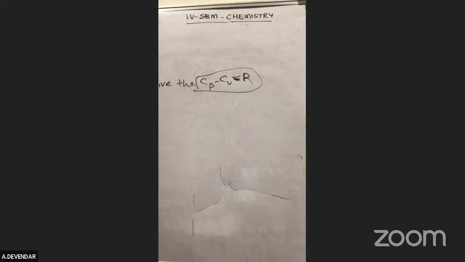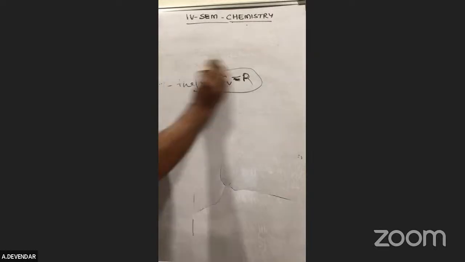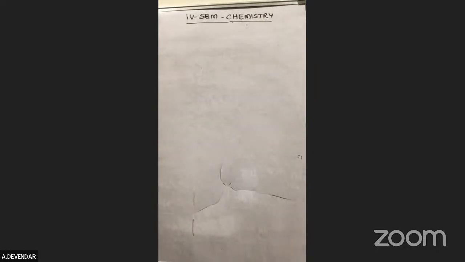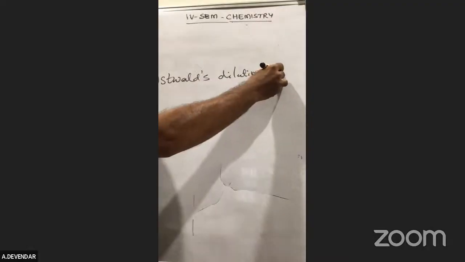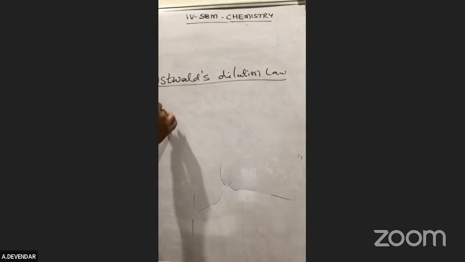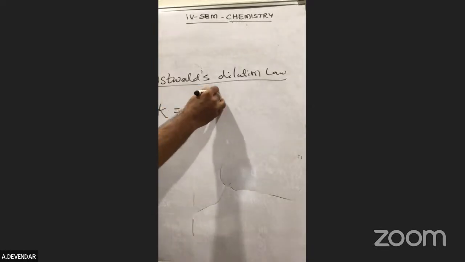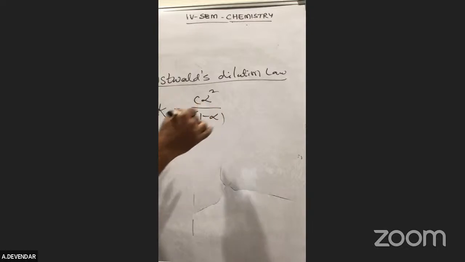The next very important topic in this chapter is on page 228, Ostwald dilution law. In this chapter, the important one is Ostwald dilution law, which you have to take into consideration. It is a 10 marks question. It is nothing but K is equal to C alpha square by 1 minus alpha. This is Ostwald dilution law.